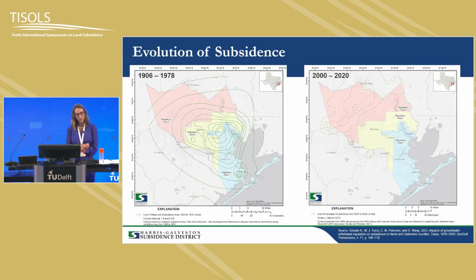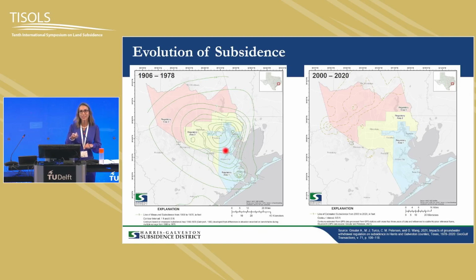So I'll start with the map on the left. This is showing subsidence that has been measured at benchmarks like the one I previously showed, from 1906 to 1978. And this mainly represents the period of time before the district was founded. I've also shown within those contour lines, which are in green, the different regulatory areas. So you'll see the major cones of subsidence are happening along the Houston Ship Channel, which is right in here. Hopefully you can see that.